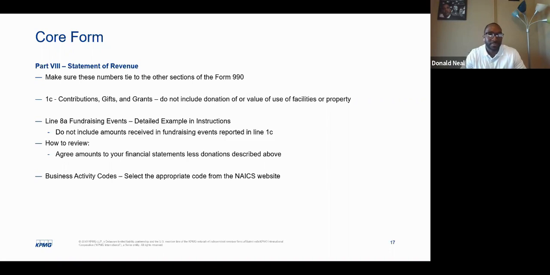So line 3 would be investments. You have miscellaneous income that starts on line 11. Line 2 is your program service income. So those are just some lines to think about as you're working through the Form 990.